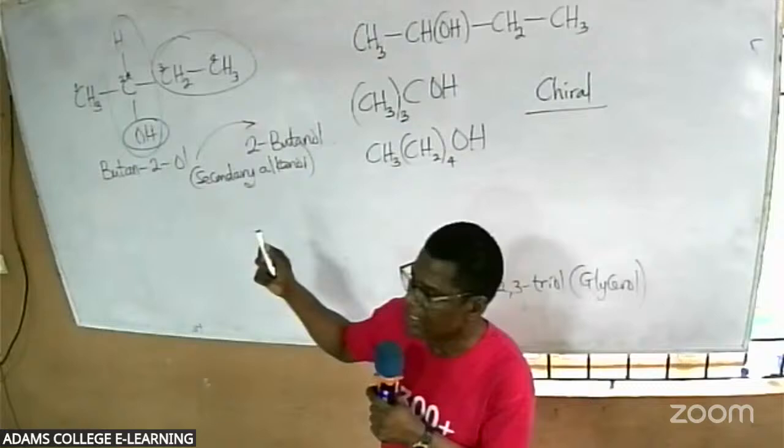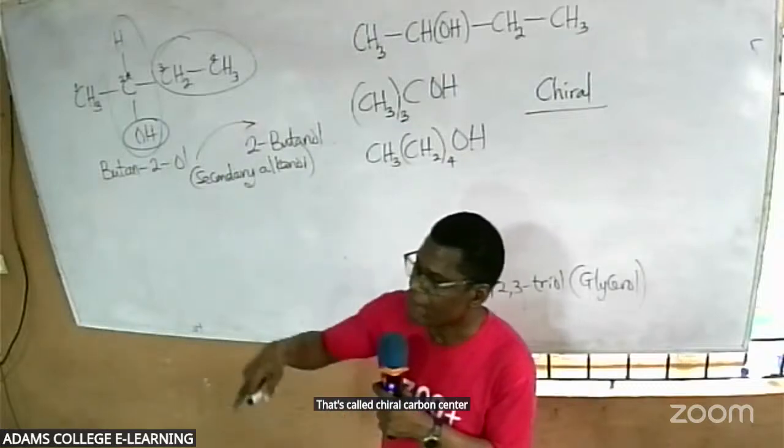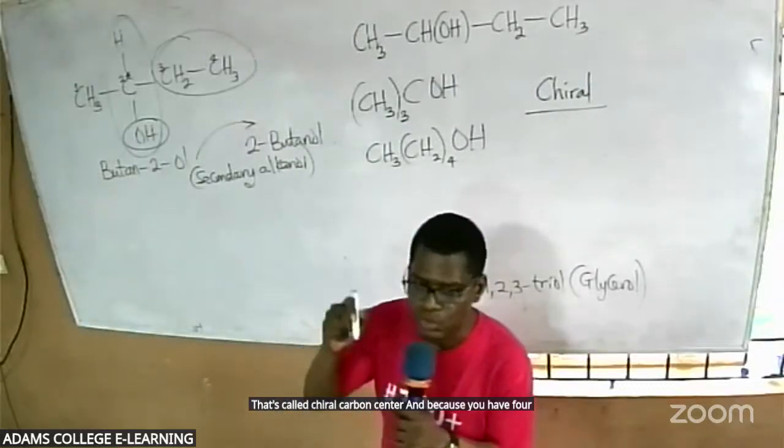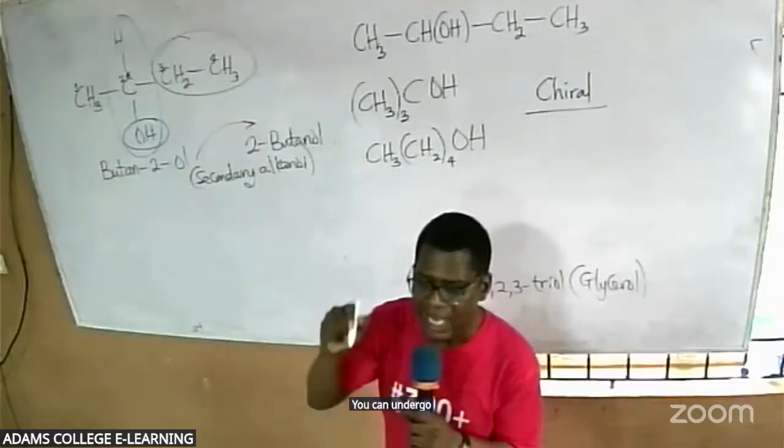That's called a chiral carbon center. And because you have four different things surrounding you, you can undergo optical isomerism.